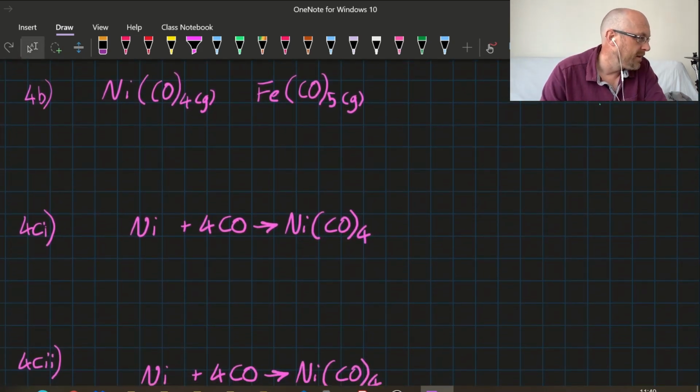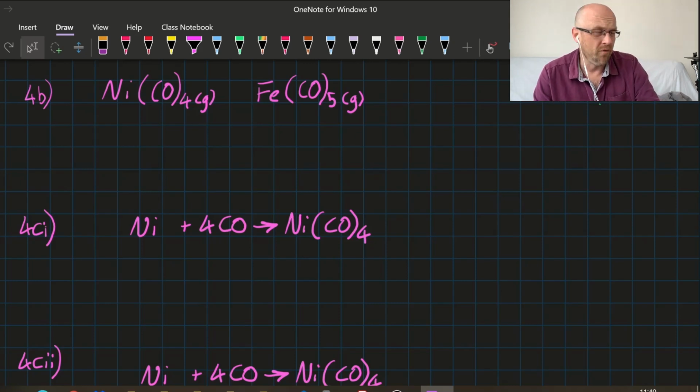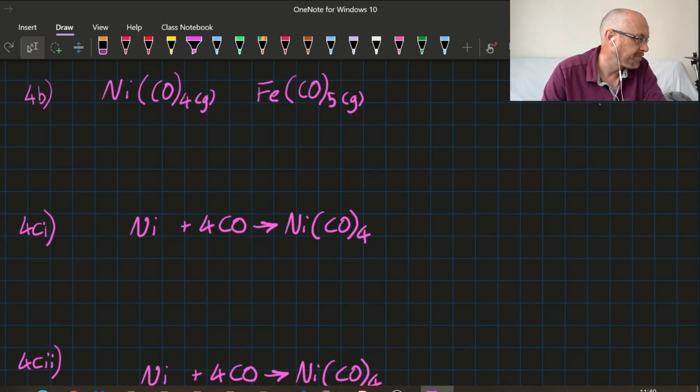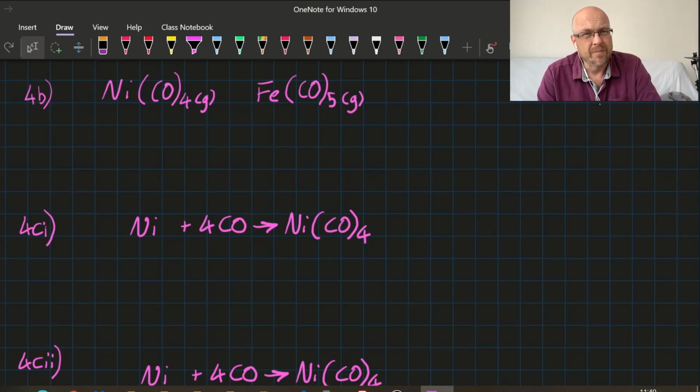Question 4b. Oh, this is wordy. Okay, so I've got nickel with 4 carbon monoxides attached and iron with 5 carbon monoxides attached. How can I separate them? Well, they're both gases, so I would imagine that both of them would diffuse at different rates. If you heated them to the same temperature, the lighter one would diffuse faster. So I would say by different rates of diffusion.